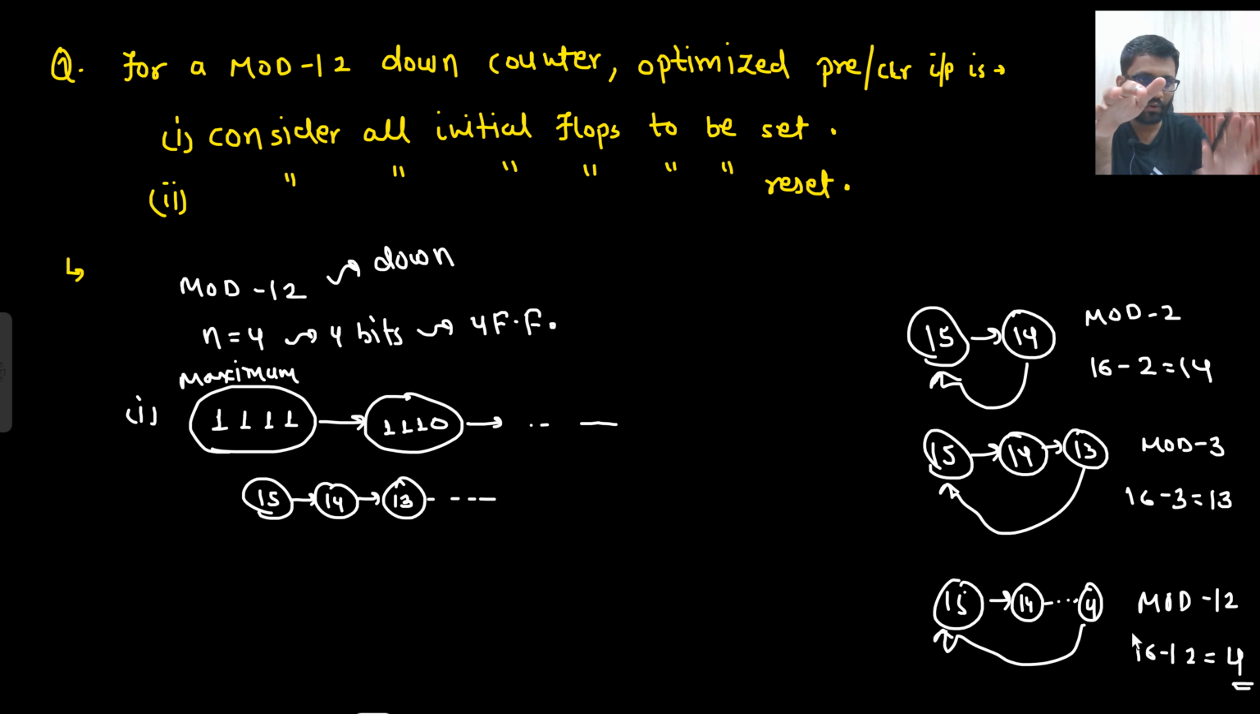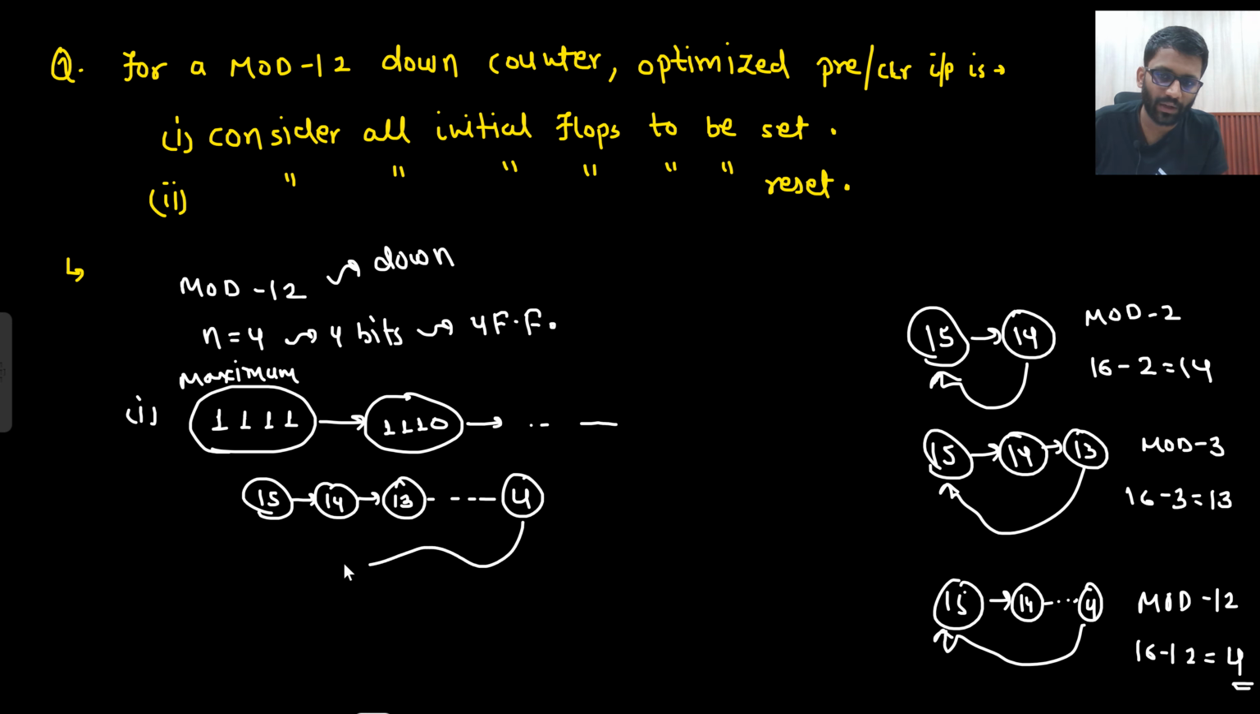So here I have told you how to think in the examination, right? Mostly people will write down all the things, but just do it smartly. Mode 2, 16 minus 2. Mode 3, 16 minus 3. Mode 12, then 16 minus 12. So this will be my last state.